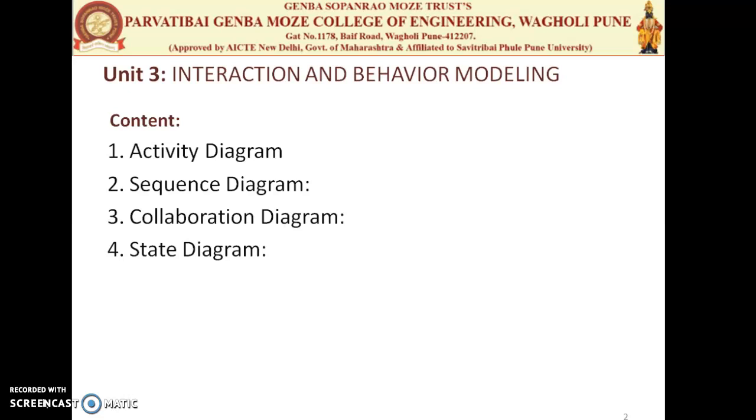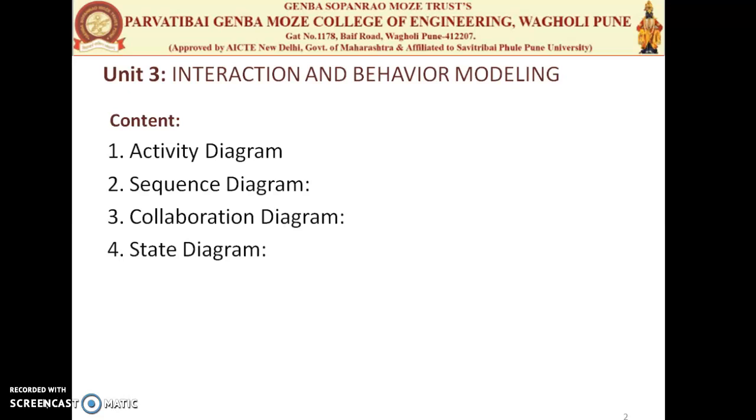So we'll start today with the third unit of BE of the subject SDM, that is Software Designing and Modeling. So your third unit is Interaction and Behavior Modeling. The content in the particular unit is first the activity diagram and all its notations with symbols and content.